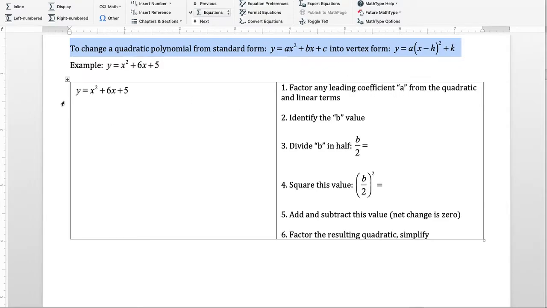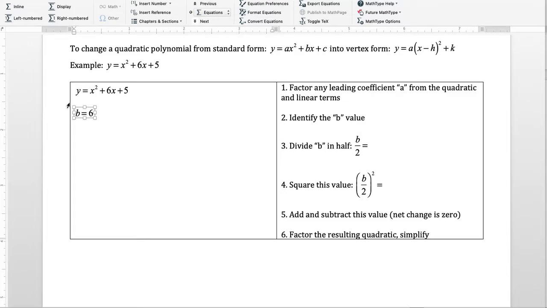First after that, we're going to identify the b value. That's the piece with the linear term, so in this case, it's 6. We take that, cut it in half, and square that value. Now we're going to add and subtract this value in our statement. So there, I've taken that 9, added 9 and subtracted 9.